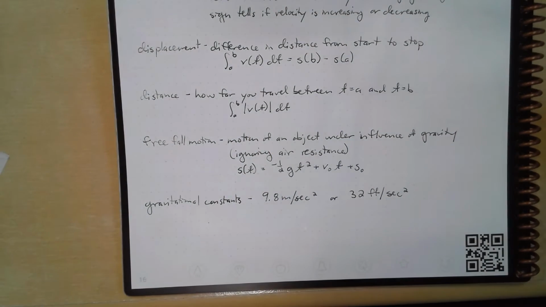Think of this now, the displacement is how far you've ended up, but the distance is how far you've traveled. So if you're walking back and forth, back and forth, back and forth, or let's say you're just walking in a circle, you haven't really gone anywhere. And I can demonstrate this better in class, but that's the difference between those.